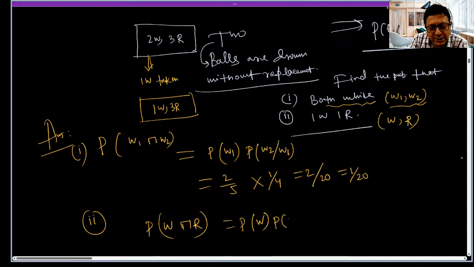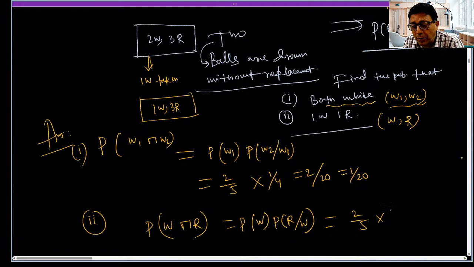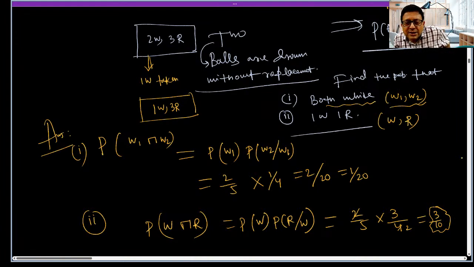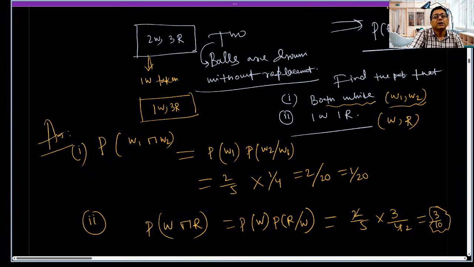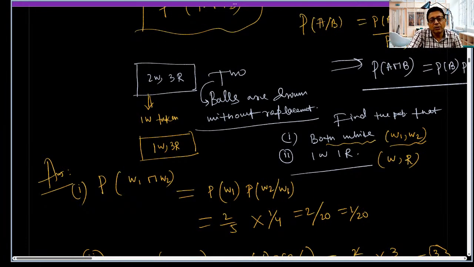So it will be P(white) times P(red|white). P(white), what's the probability? 2 by 5. P(red), when one white taken, then 3 red and 1 white left, probability will be 3 by 4. So answer is 3 by 10. Clear? The answer is 3 by 10. P(white intersection red) will be 3 by 10. Clear? Understood? This is the conditional probability multiplication rule we can do.